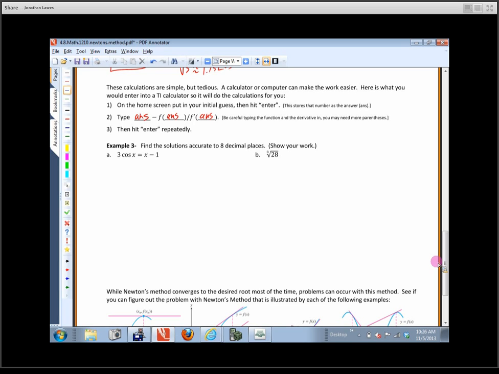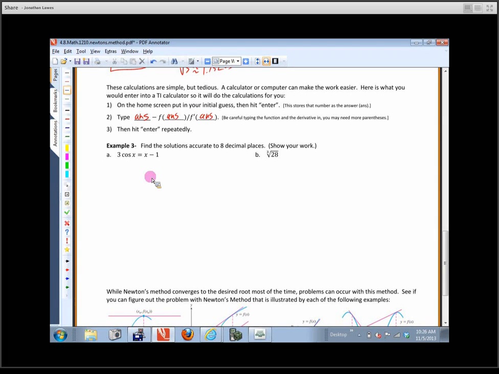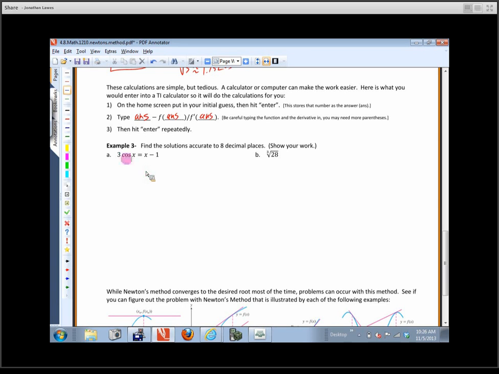Okay? All right. So let's take a look at example 3. This first one, again, it's got a trig function. If you're using a calculator that has different modes on it, you definitely want to make sure that we're in radian mode. Okay? Because we'd have to find a real number where it crosses the x-axis. So the first thing we notice about this is it's not set equal to 0. You've got to set this equal to 0 so that we're finding the x-intercept. Okay? So I'm going to move this stuff over to the other side. So this is going to be 3 cosine of x minus x plus 1 equals 0.